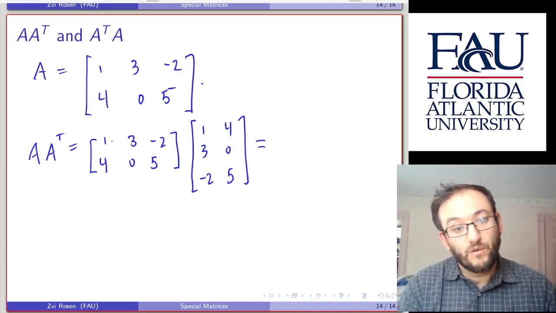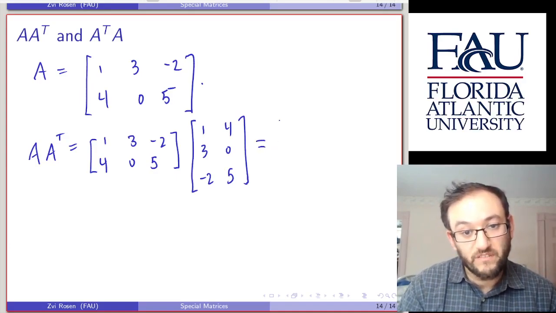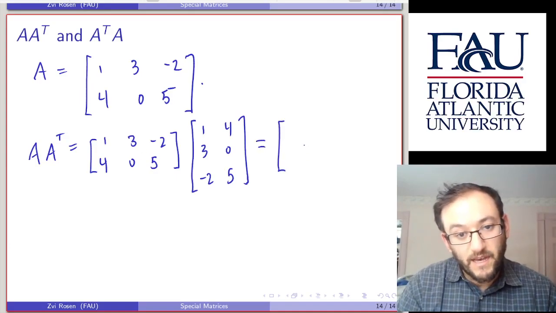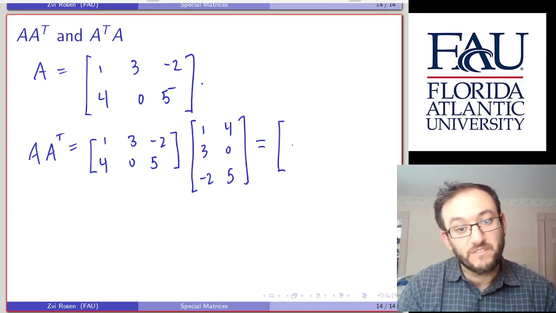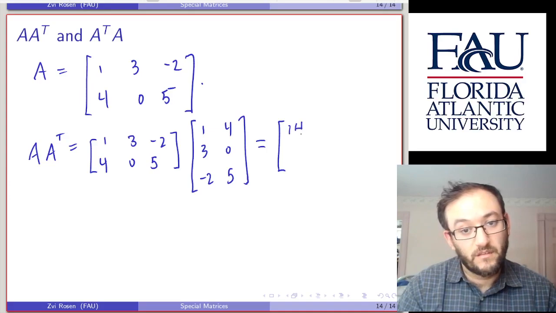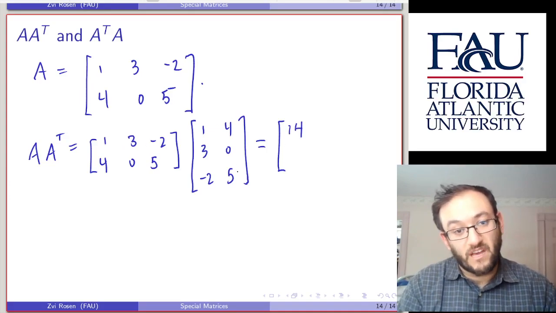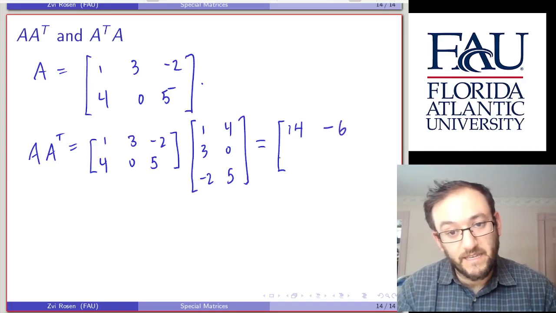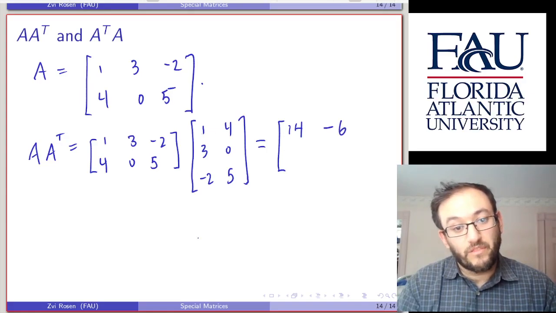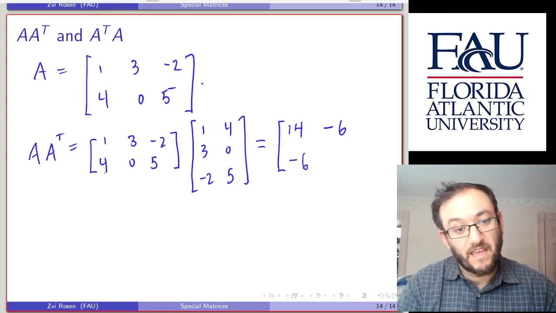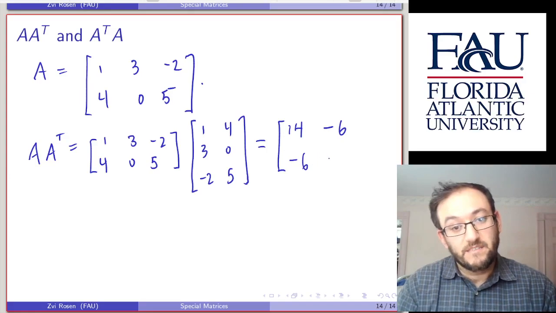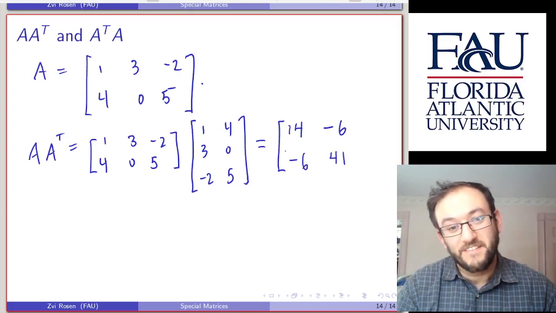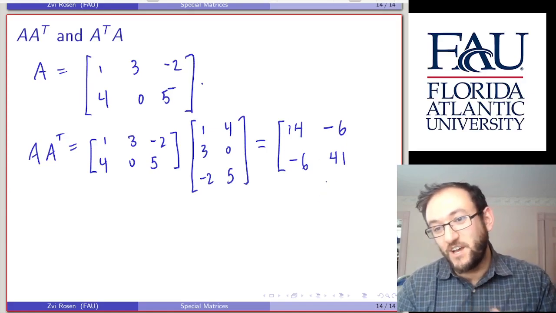And we get 1, 3, minus 2 dot 1, 3, minus 2, which gives us 1 plus 9 plus 4, or 14. Then 1, 3, minus 2 dot 4, 0, 5 gives us 4 minus 10, or minus 6. 4, 0, 5 dot 1, 3, minus 2 is minus 6 again, and 4, 0, 5 dot 4, 0, 5 is 16 plus 25, or 41. The fact that these two are reflections of each other is 100% coincidence.